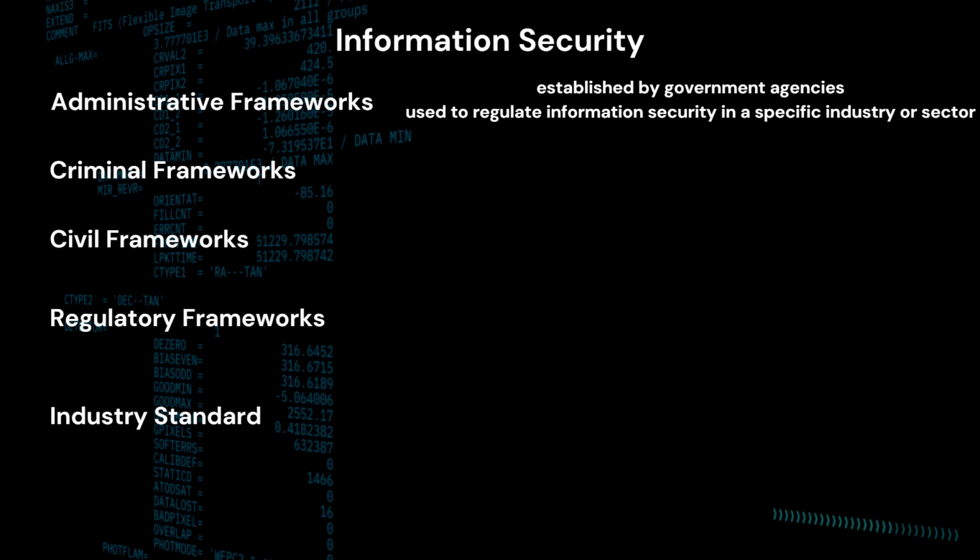Administrative frameworks. Administrative frameworks are typically established by government agencies and are used to regulate information security in a specific industry or sector. These frameworks typically involve the establishment of rules, guidelines, and best practices for information security, and they may include provisions for enforcement, such as fines or penalties for non-compliance.